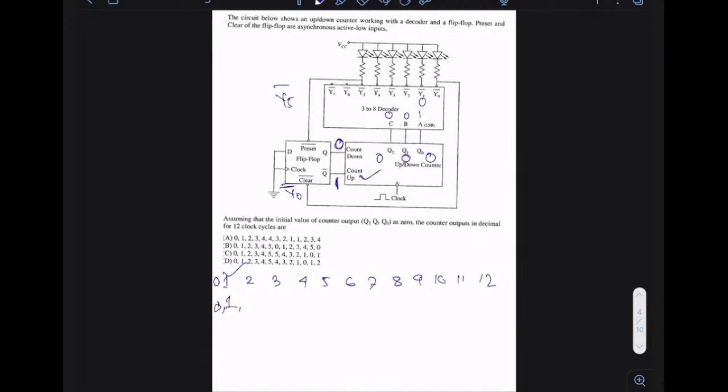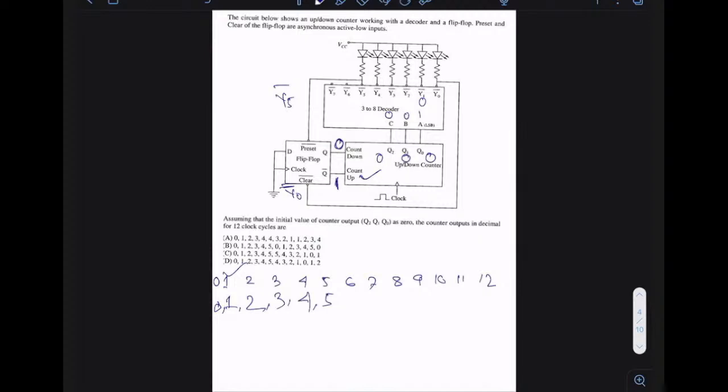So the first clock is gone and we got the output 1. Then the next clock will come, again counting in the up direction. The next up state of 1 is 2. Then the third clock is gone, you'll get 3. The fourth clock is gone, you'll get 4. The fifth clock is gone, we'll get 5. Till this point, it is the up count. It is working in the up direction.